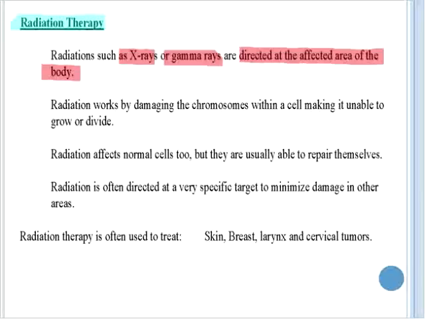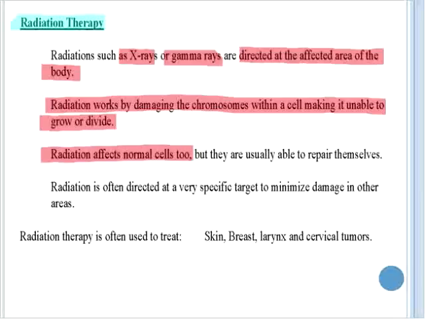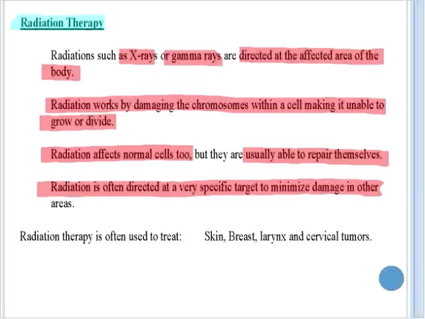Radiation therapy is a localized treatment. Radiation works by damaging the chromosomes within a cell, making it unable to grow or divide. Radiation also affects normal cells, but normal cells are usually able to repair themselves. As mentioned, radiation is often very localized, a very specific target to minimize damage in other areas, and it's often used to treat localized cancers such as skin, breast, larynx, and cervical tumors. Brain cancer is often treated by use of radiation treatment as well.